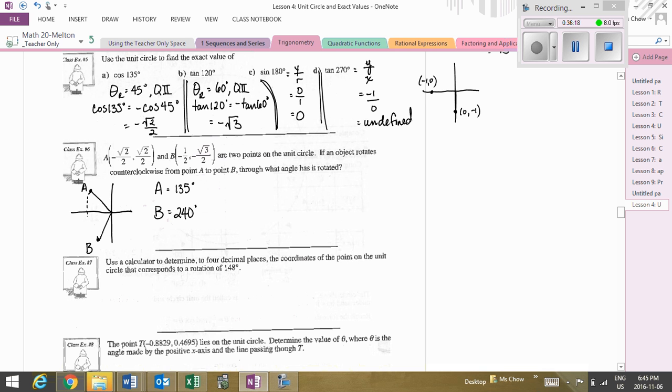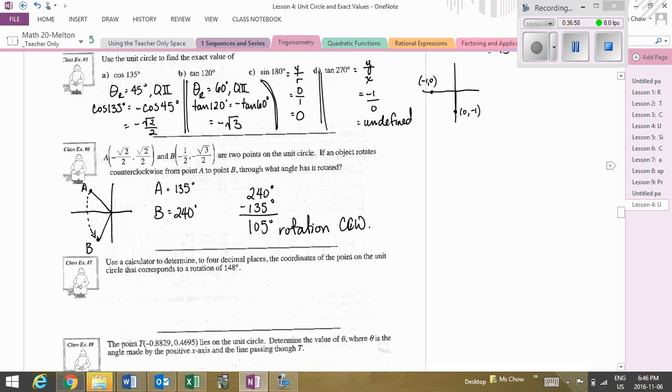If we're going counterclockwise around our unit circle, then from 135 degrees to 240 degrees, we know that the angle of that rotation is going to be 240 minus 135, and that is a 105-degree rotation. And that's counterclockwise. We also know it's counterclockwise because it's a positive angle. Alternatively, I could have written just positive 105 degrees.